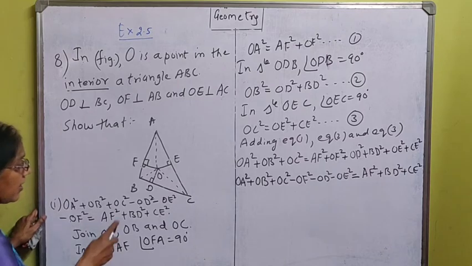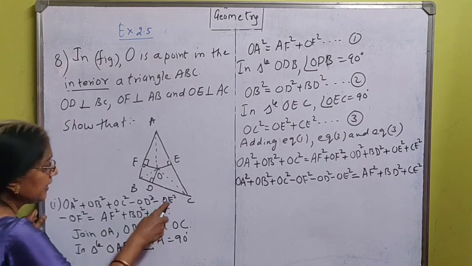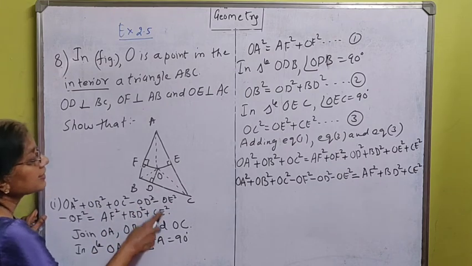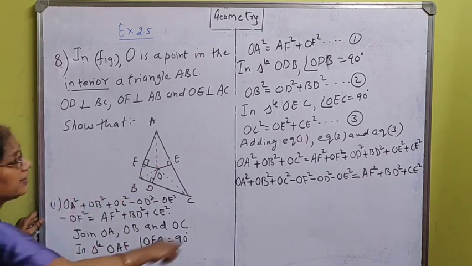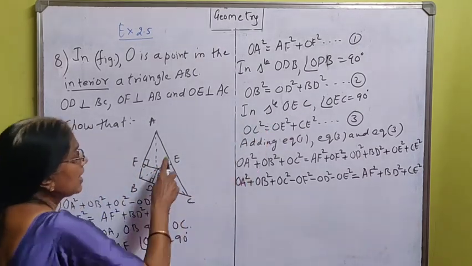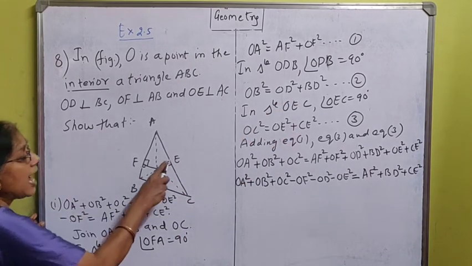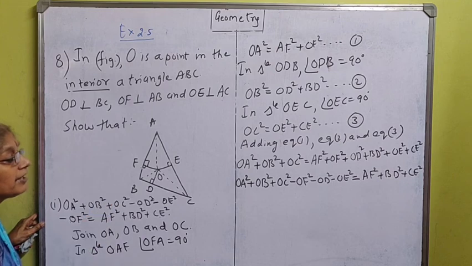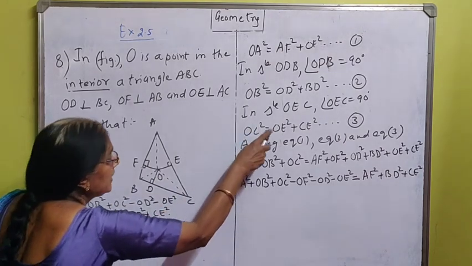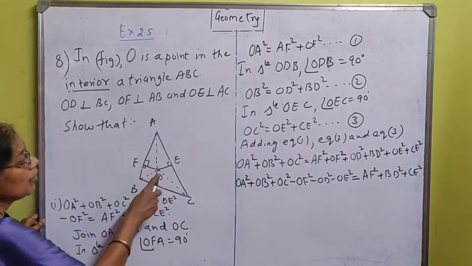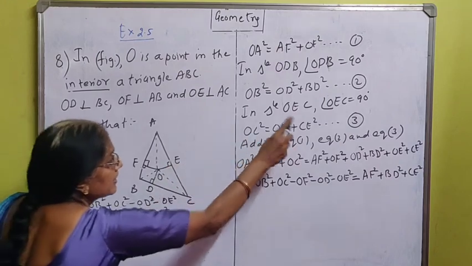See the third triangle. OC is there, yes. Then OE is there, yes. Then CE is there, yes. OC, OE and CE means this triangle we have to take. So in triangle OEC, angle OEC is equal to 90 degrees. If angle OEC is 90 degrees, OC will become the hypotenuse. So OC square is equal to OE square plus CE square.